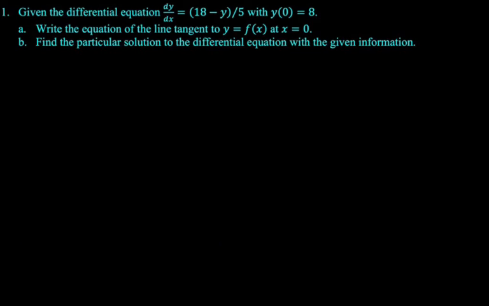Let's see what we're doing. Number 1, given the differential equation dy/dx equals the quantity 18 minus y all over 5, with y of 0 equals 8. So that's what we're given. Write the equation of the line tangent to y equals f of x at x equals 0.